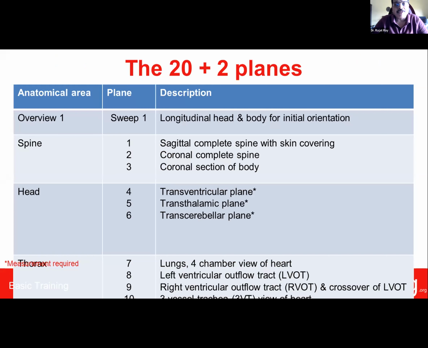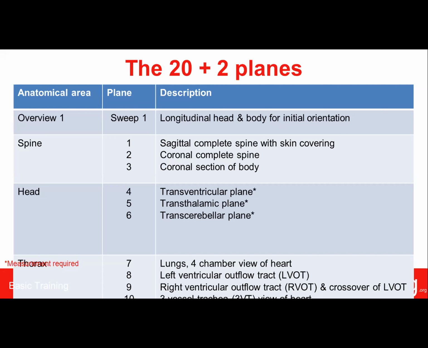So what are the 20+2 plans? It is divided into 7 anatomical areas and 2 overviews. Each anatomical area has some plans. The first is an overview sweep, or sweep 1, where we do a survey scan by seeing the longitudinal head and body for initial orientation of the baby. Then we come to the planes. The first plane is a sagittal complete spine with the skin covering. Second is the coronal complete spine. And third is the coronal section of the body. As we go on, we'll show this in slides.